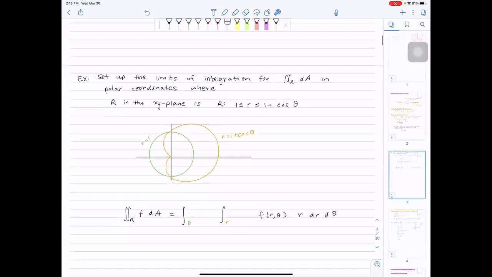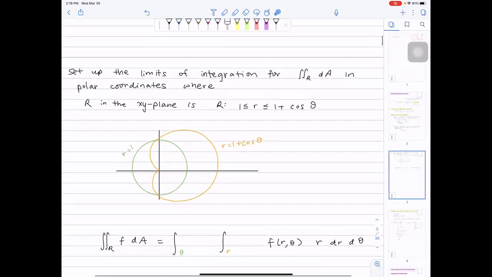So let's do an example real quick. We set up the limits of integration for this double integral in polar coordinates. Our region R in the xy plane is given by this expression. So r is greater than or equal to 1. Remember what r is in polar coordinates: r is the square root of x squared plus y squared. For your lower bound, you have a circle, which is the green circle. The upper bound, 1 plus cosine theta, is this weird orange shape.